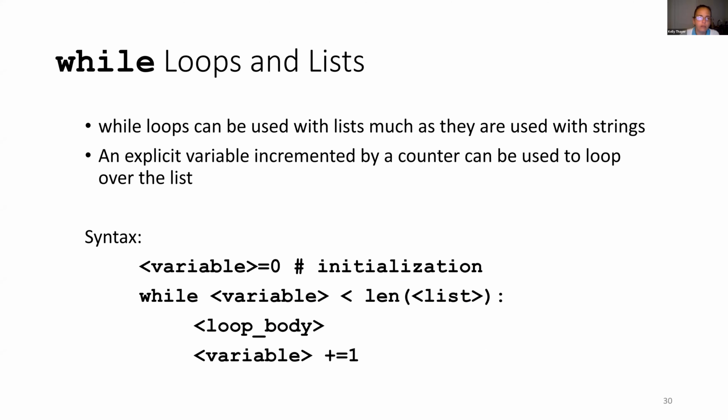You can also use while loops with lists. While loops can be used with lists much as they're used with strings. An explicit variable incremented by a counter can be used to loop over the list. So you can have a variable equals 0 for the initialization, and then we do while variable less than the length of the list, the loop body, and then we would increment the variable by 1. So again, you have your initialization, your while loop, your loop body, and the variable incrementing, much the same syntax that we had for processing strings.